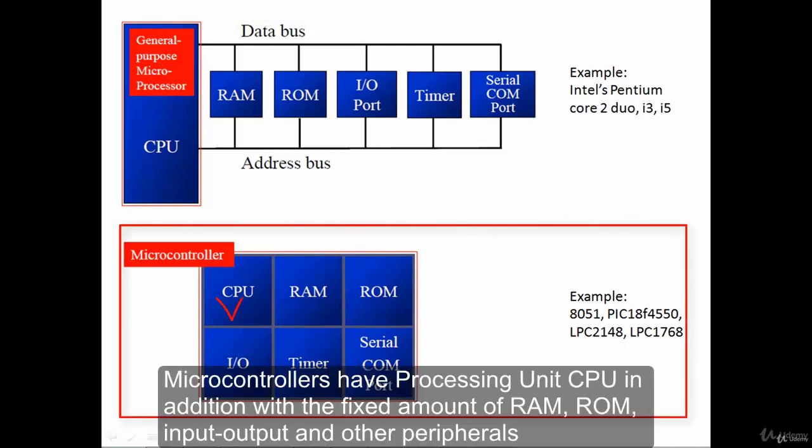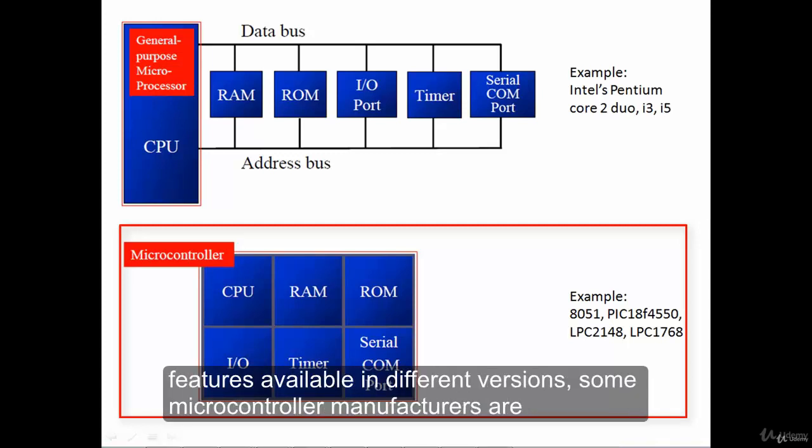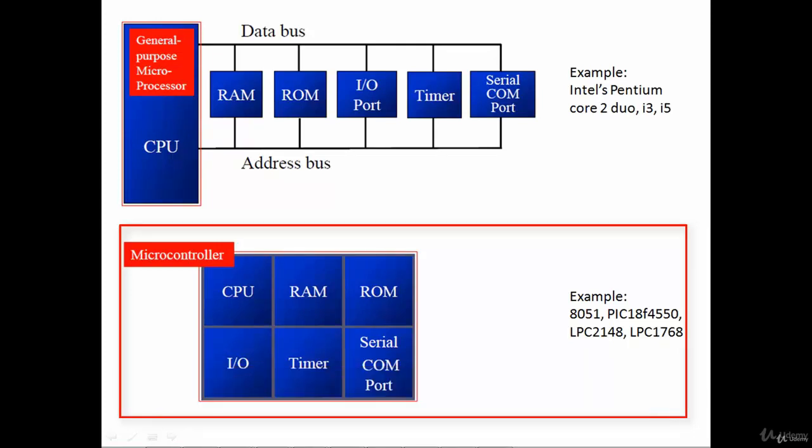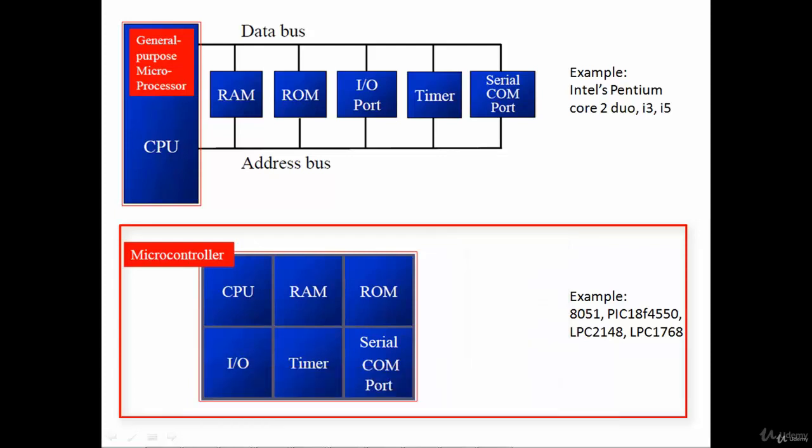Microcontrollers have processing unit CPU in addition with fixed amount of RAM, ROM, input output and other peripherals, all embedded on a single chip. Different manufacturers produce microcontrollers with a wide range of features available in different versions. Some microcontroller manufacturers are Atmel, Motorola, Microchip, NXP, Freescale.